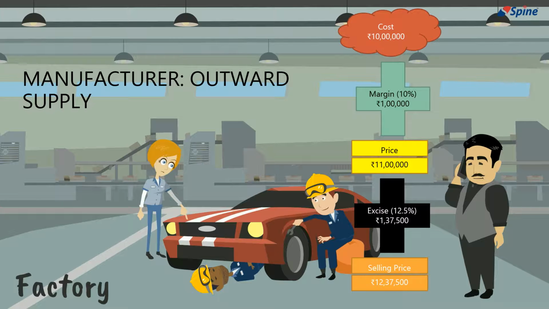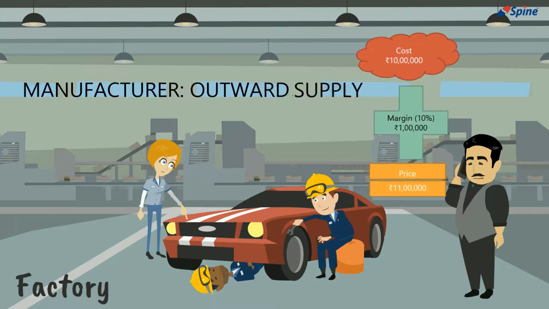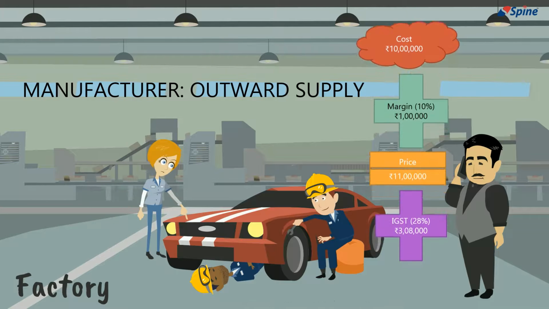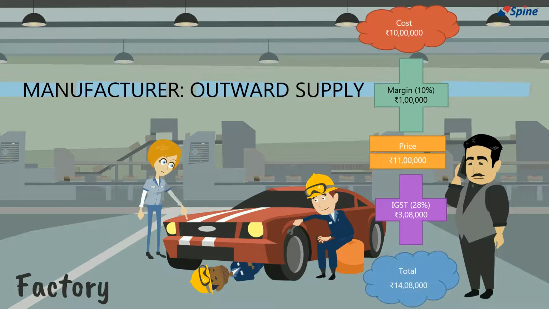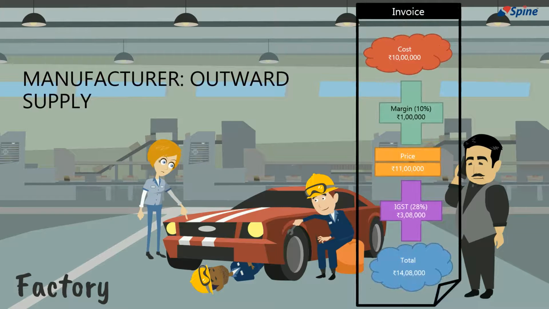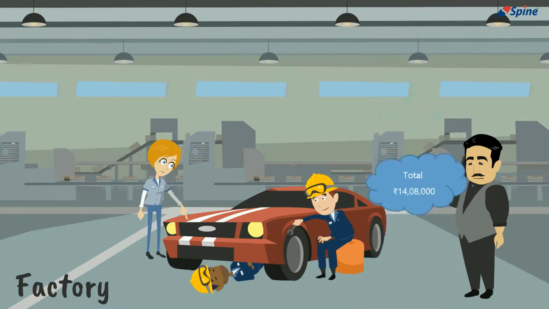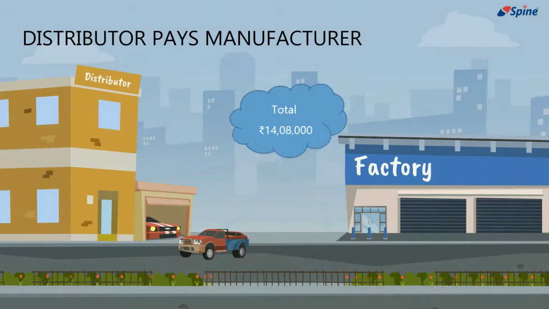But now, excise would not be levied in GST. So, this part would go off. That's why we say that GST would remove tax on tax. Hence, the price would reduce to 11 lakhs. Now, since we had charged CST initially, let's take an interstate supply. So, an IGST of 28% would be charged. This makes the selling price 14 lakhs and 8,000. This is the updated invoice. The IGST charged from the distributor would be paid on the GST portal, in the IGST head. This is then sent to the distributor, with the goods. The selling price of the manufacturer becomes the cost price for the distributor.